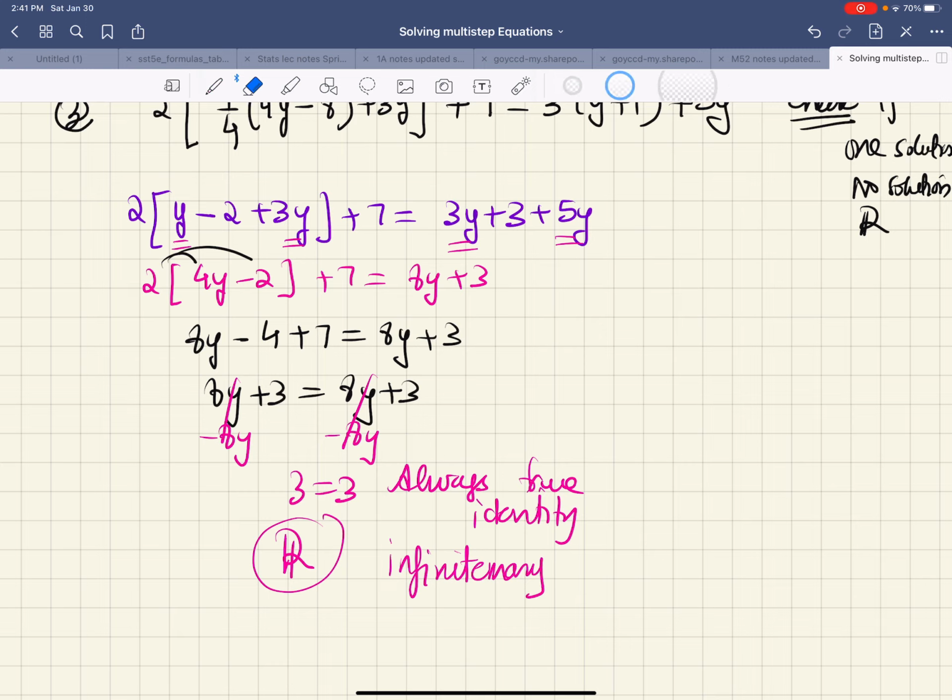Infinitely, I try to combine two words here. There's infinite solutions. That means you can plug in any real number here. Infinite number of solutions. All real numbers work here.